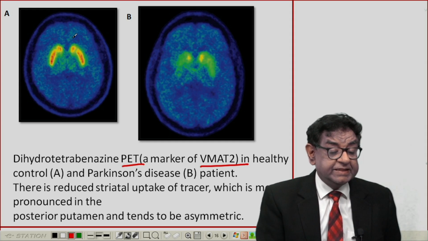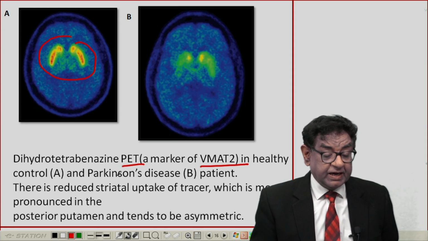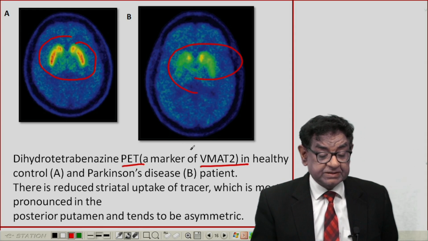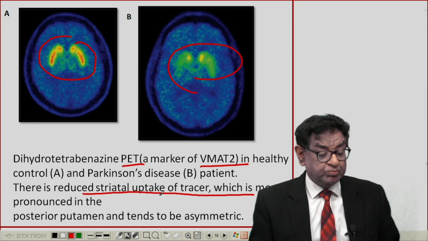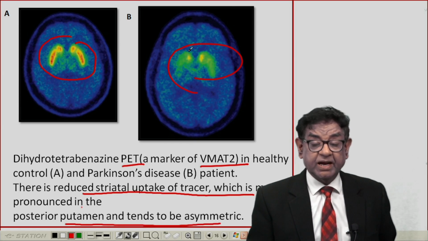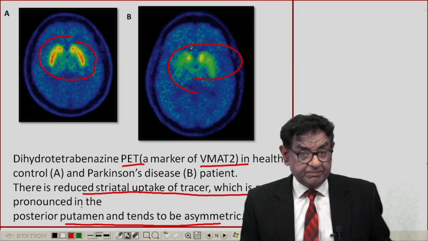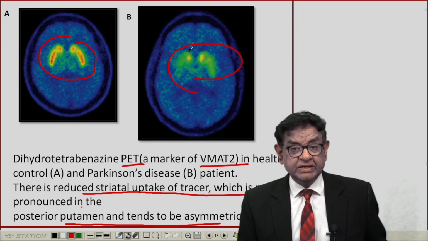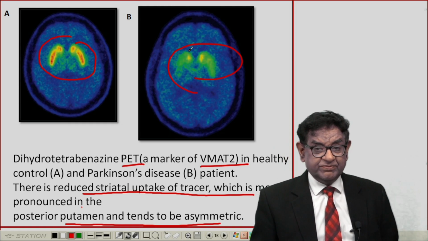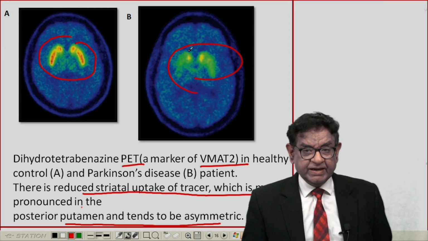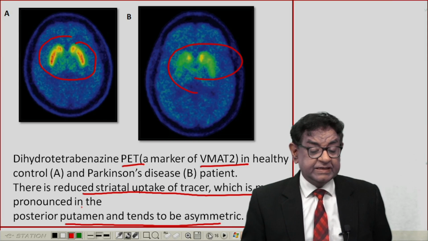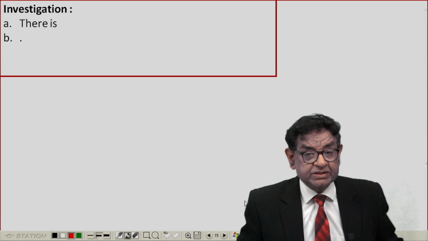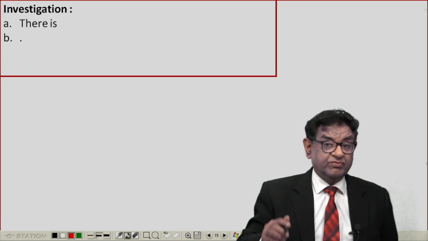This you see in a healthy person, and this we see in Parkinson's disease. There is a reduced striatal uptake of the tracer, which is most pronounced in the posterior putamen and tends to be asymmetrical. So this is a new thing that has come up. This helps in the diagnosis, but as I told you, it's a very expensive investigation, not routinely available. So by and large, from an exam point of view, I still say that there is no specific investigation for a routine patient.